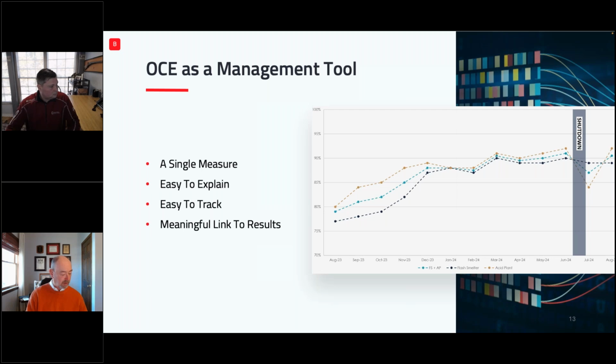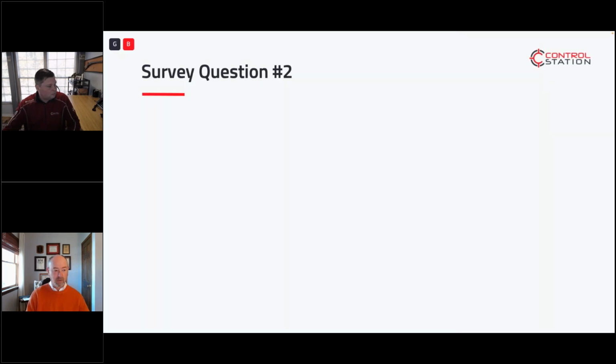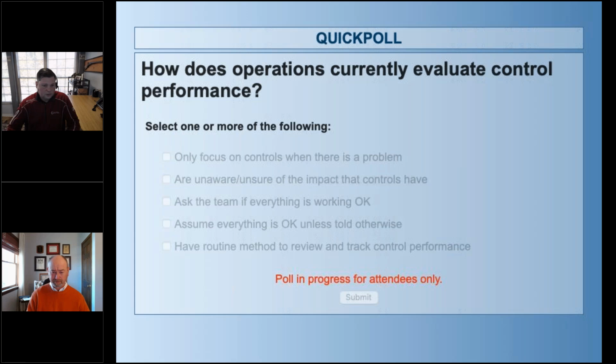So why don't we move on to our next polling question, which is, how does the operating team currently evaluate control performance? What do the operators do? What does operations management do when there are control performance issues? You can select multiple answers on this one. You don't have to select just one. You can select several of them if they apply in your plant.